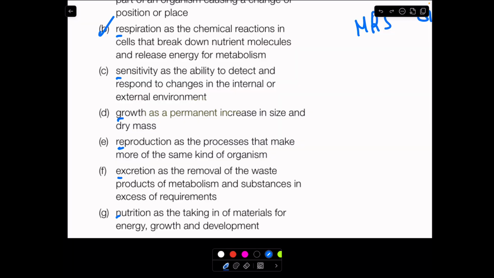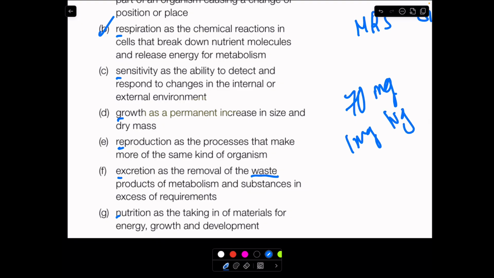It's the removal of waste products. So things that are a waste product is, for example, urine. So waste products of metabolism and substances in excess. For example, this is something you want to remember. For example, some companies that sell supplements like vitamin C or vitamins, they would sell you 1,000 milligrams of vitamin C when all you need is 70 milligrams or 1 milligram per kilogram.